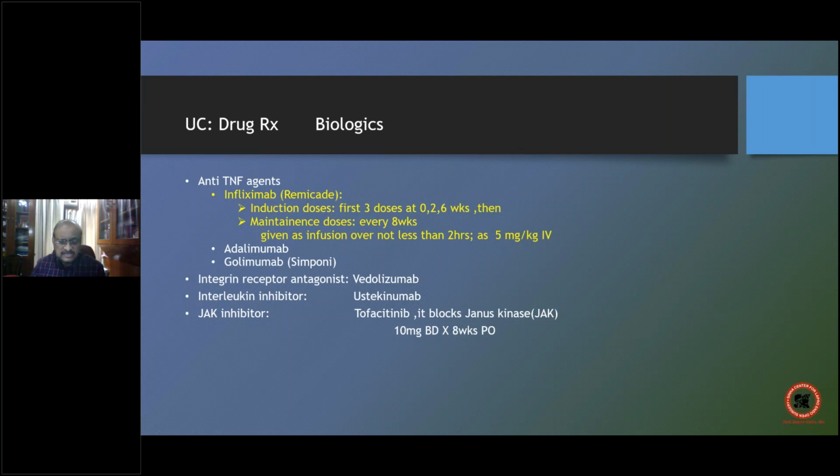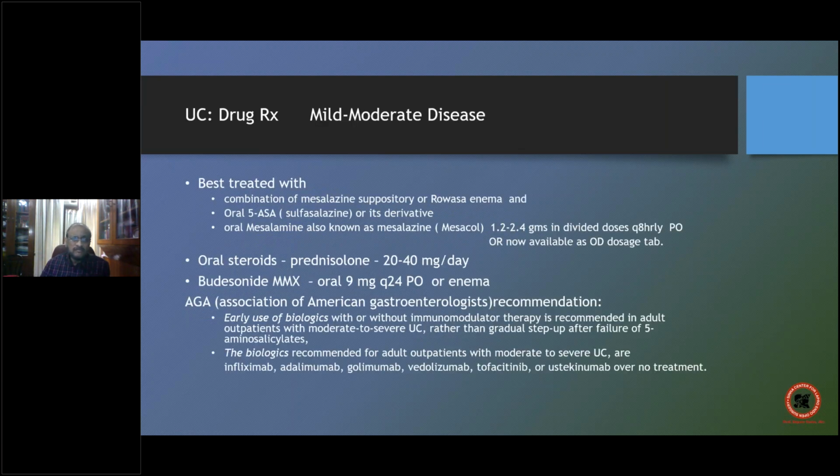Tofacitinib, a Janus kinase enzyme inhibitor, is now being more and more frequently used in a dose of 10 milligrams BD for 8 weeks, and this is given as an oral dose, PO. And this other one is an IV dose, given over a period of more than 120 minutes, not earlier than that. You can't give a fast infusion, you'll have complications. So remember, biologics have a very major role to play in the treatment.